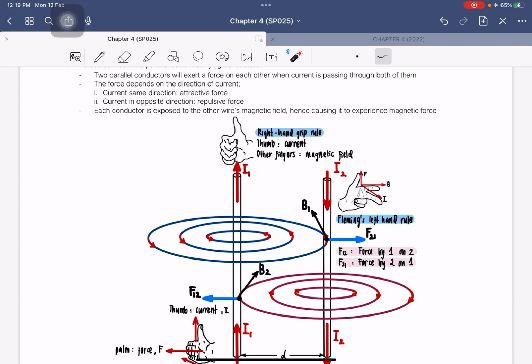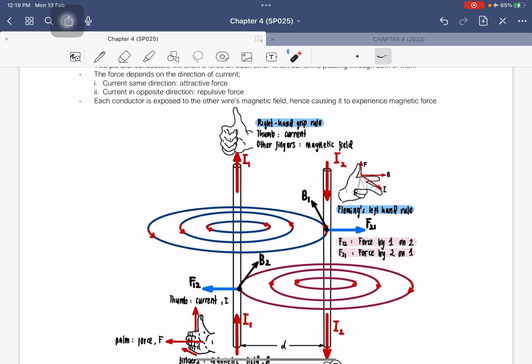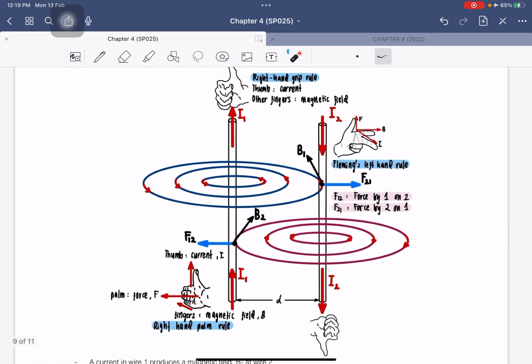So the force will depend on whether the current will be in the same direction or in the opposite direction. If same direction, they will be producing an attractive force. If in the opposite direction, it will be a repulsive force. Each conductor will be exposed to the other wire's magnetic field, so it will experience a magnetic force.